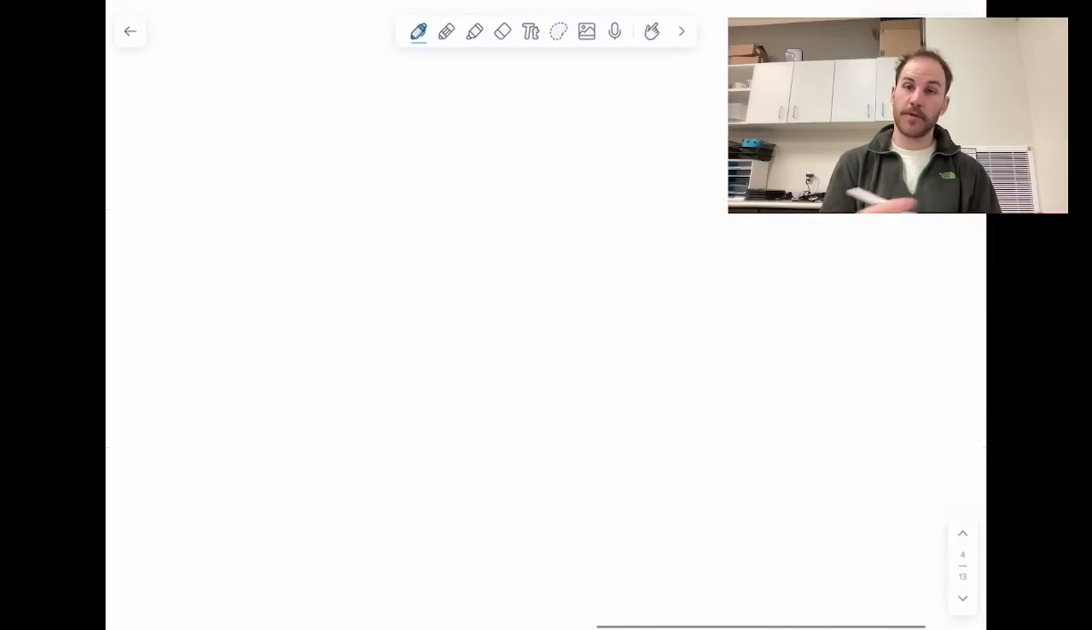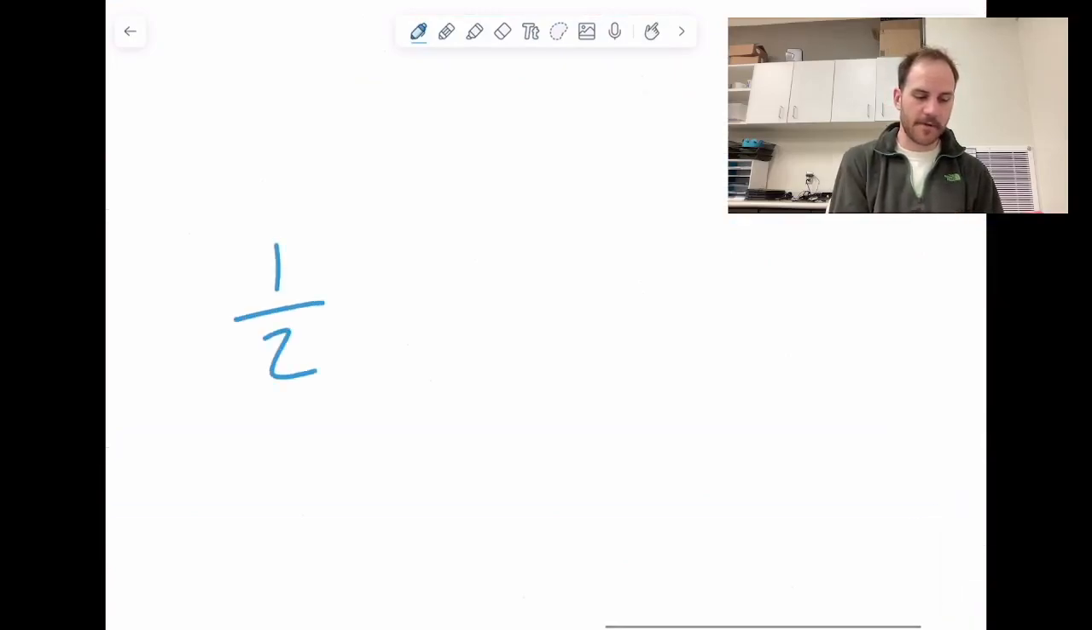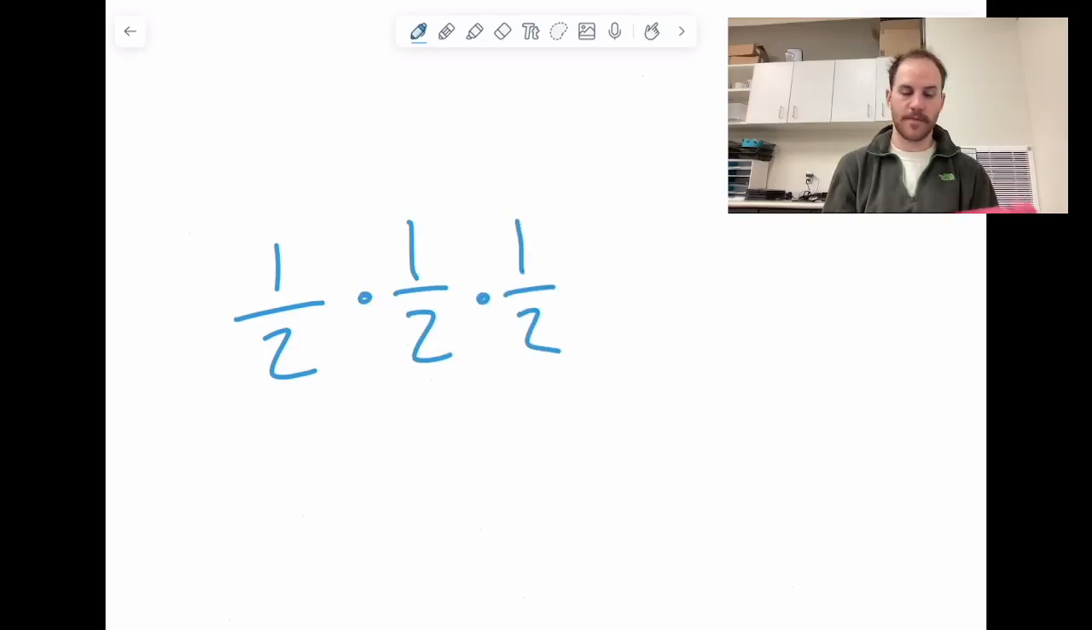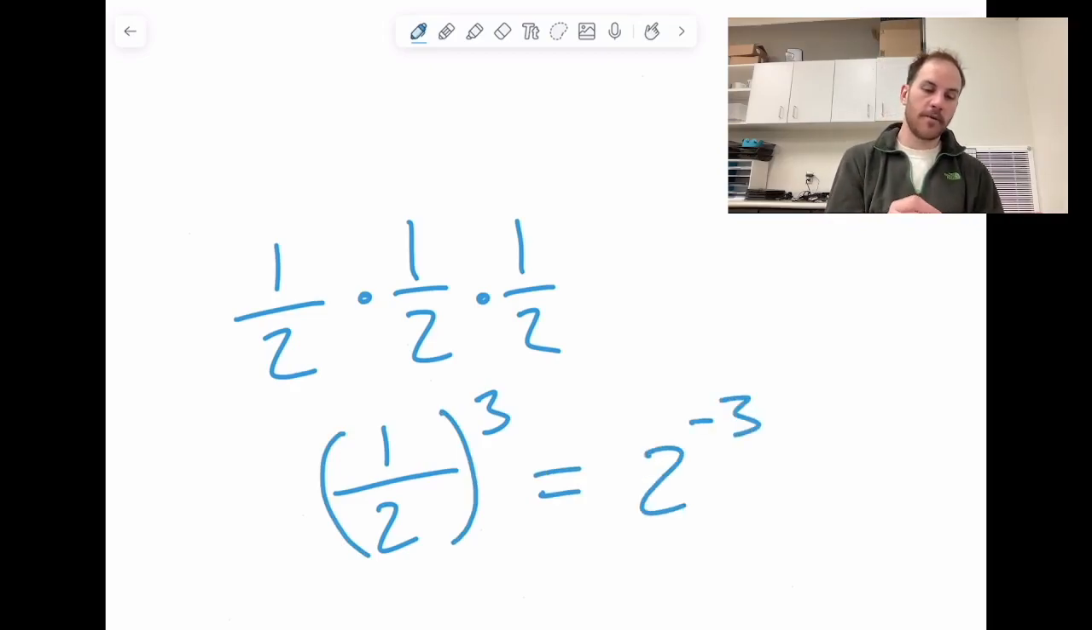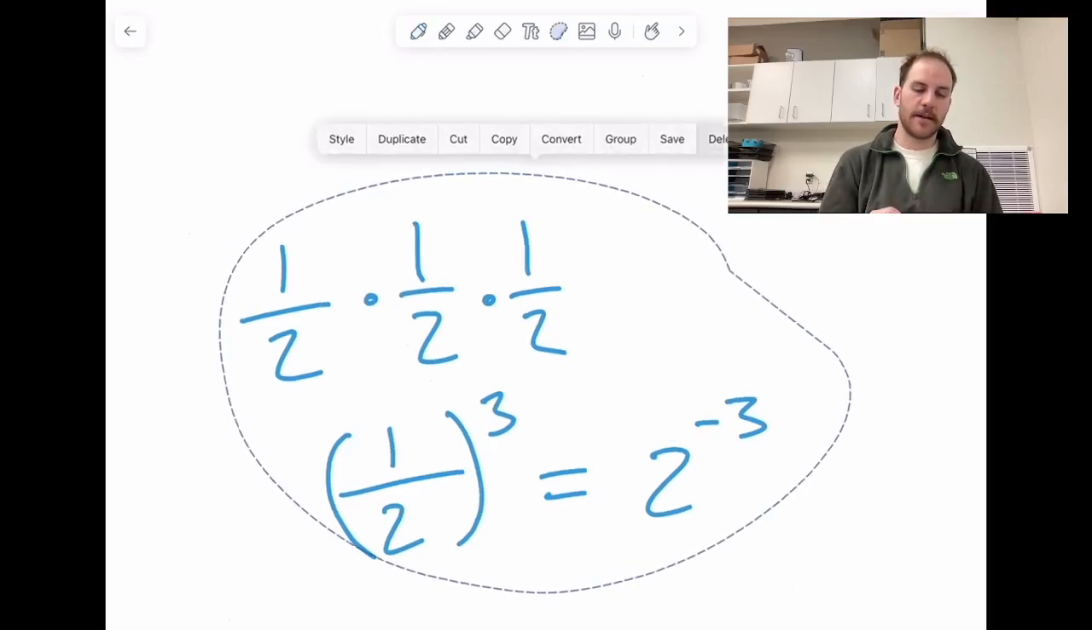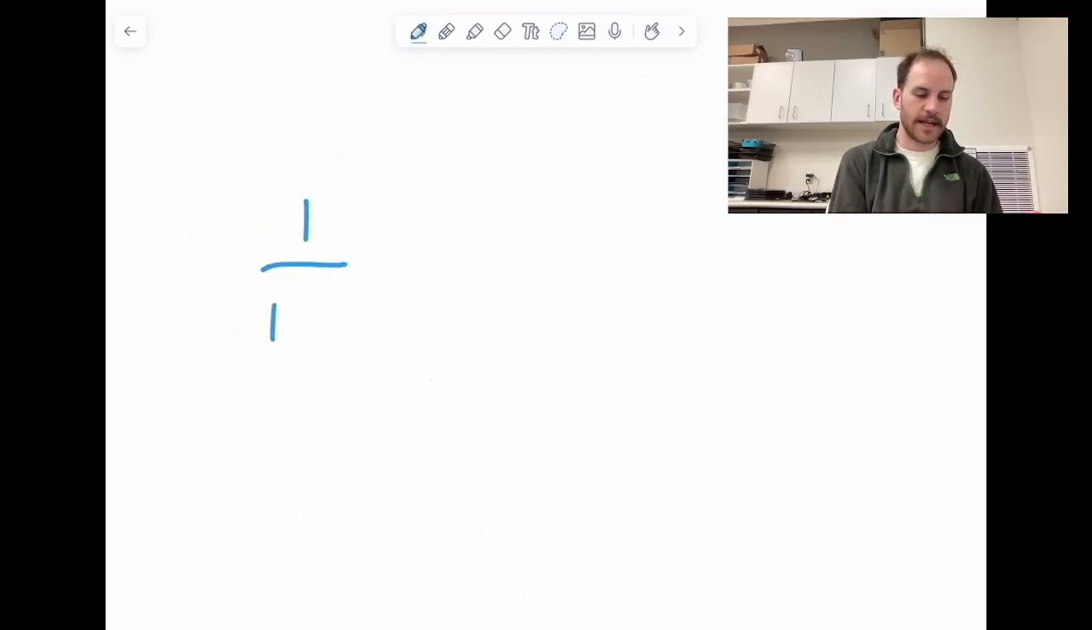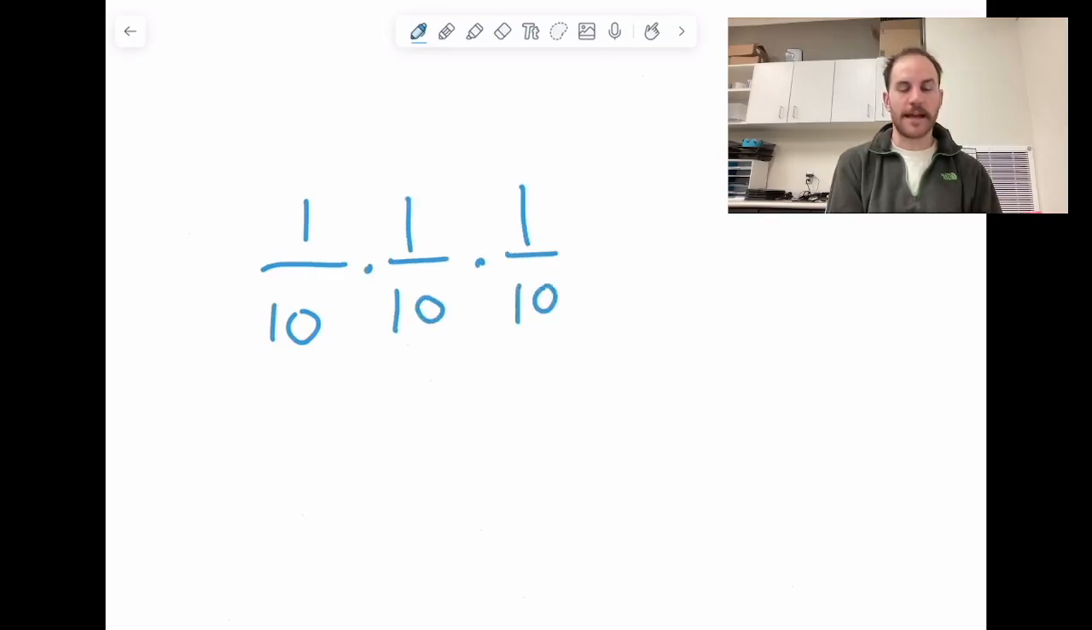All right? So for example, let's say we had 1/2 times 1/2 times 1/2. Okay? That's equivalent to 1/2 to the third power. It's also equivalent to 2 to the negative third power. All right? So on your homework and probably on the sub-activity, you will get a question like this: 1 over 10 times 1 over 10 times 1 over 10. And it'll ask you, okay, write this with a base of 10.